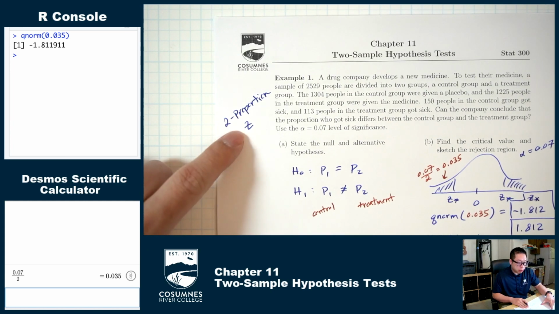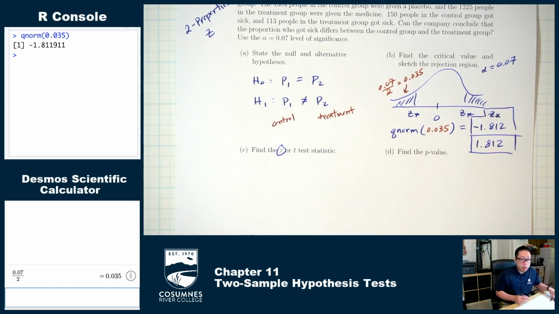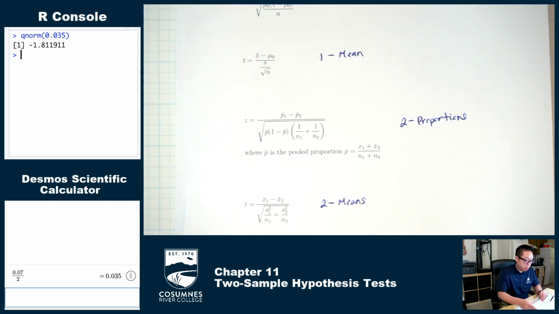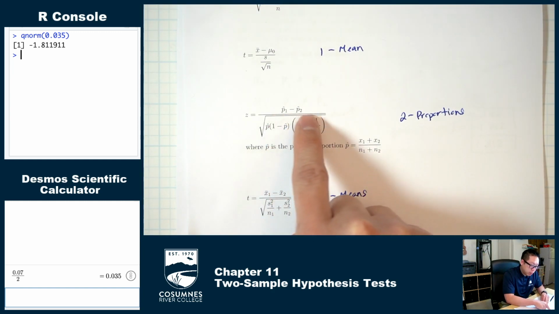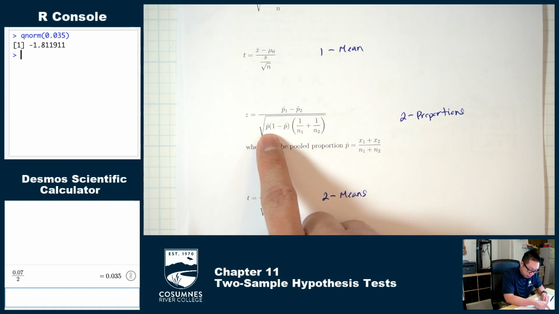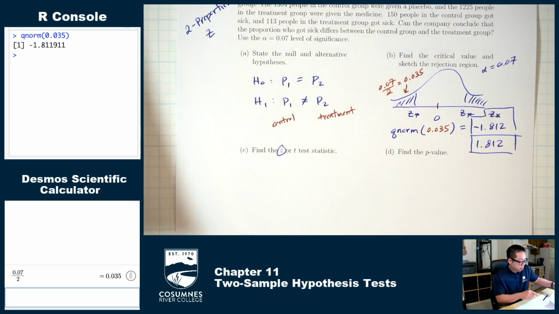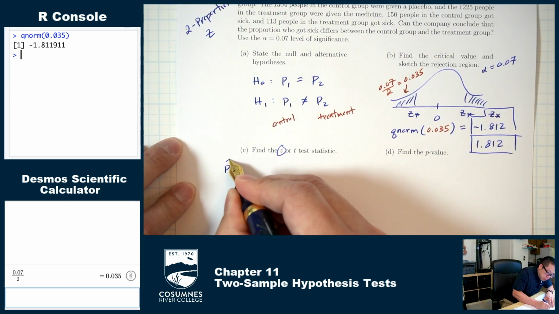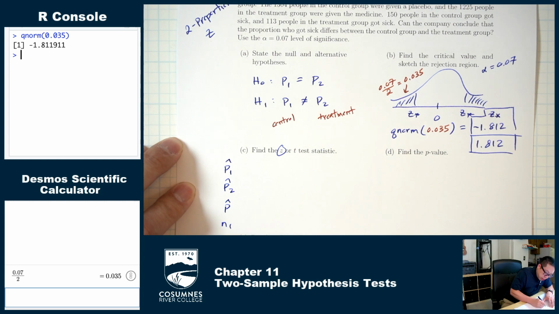We're talking about proportions. I should be finding Z. And because I'm talking about 2 proportions, I should be using a second Z formula, which is this one. This formula has a P1 hat, a P2 hat, a P hat with no number, N1 and N2. So let me write all those down: a P1 hat, a P2 hat, a regular P hat, an N1 and an N2.